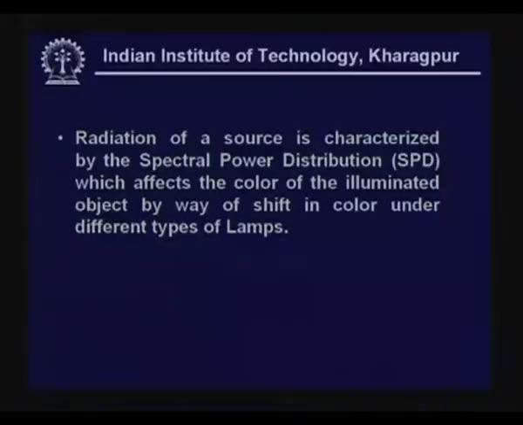Keeping this in mind, radiation is always characterized by what we call spectral power distribution. Spectral power distribution essentially means the amount of light, or the amount of energy, available at various wavelengths. In fact, when we take natural light from the sun, we can split it into various elements spread from violet to red, spanning 400 nanometers to 700 nanometers.